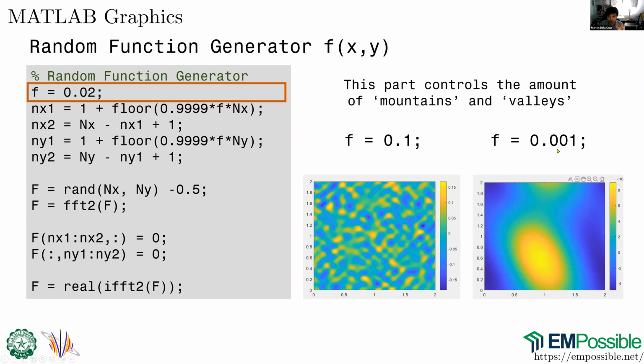But if your f is low, like 0.01, you can see that you only have one mountain, a little bit high, but some areas that are low. It talks about the speed of randomicity. So that's the control of your F. So this is just the math.